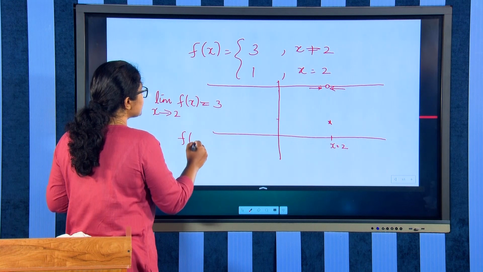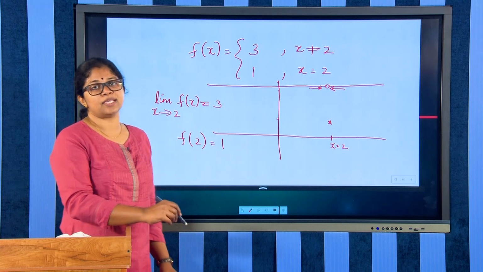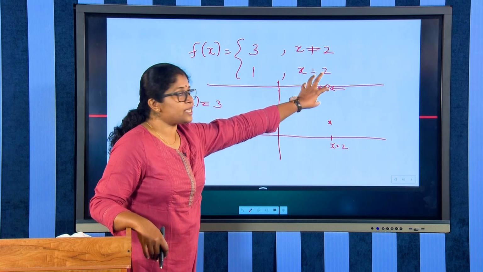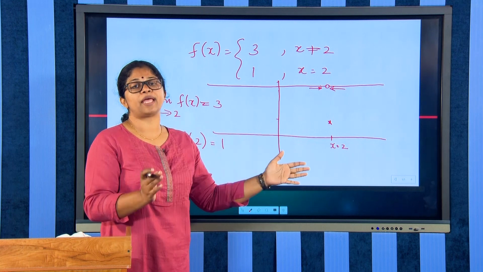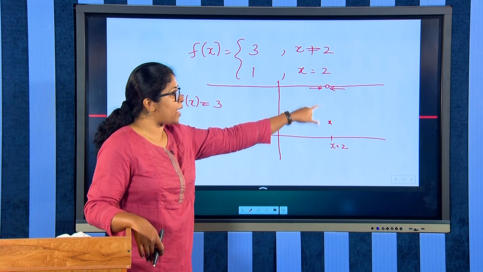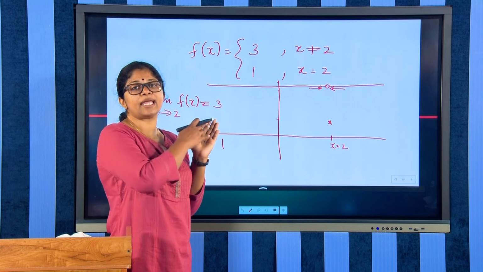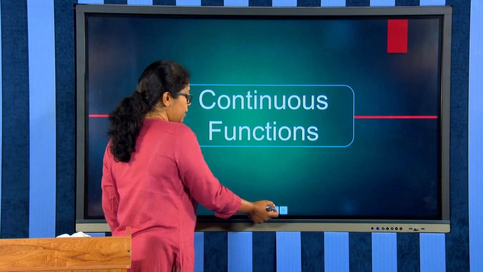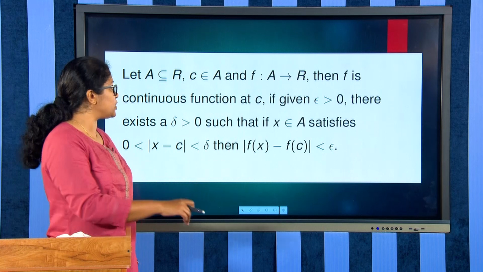whereas the function has the value 1 at the point x is equal to 2. So the limit is exactly equal to 3, but the function's value is different from that of the limit. Whenever we have the function's value and the limiting value to be the same, we will say that the function is continuous at that point.